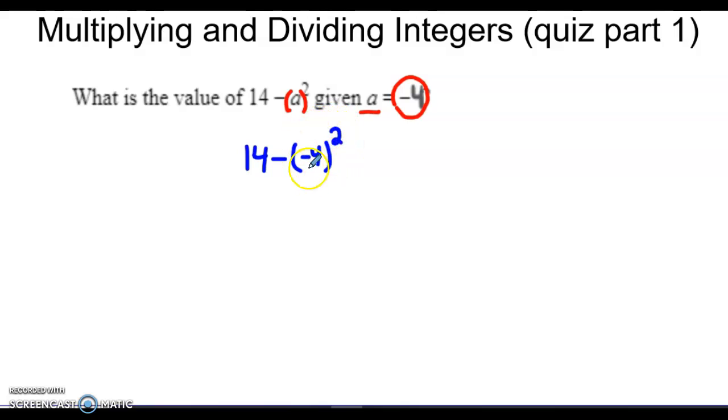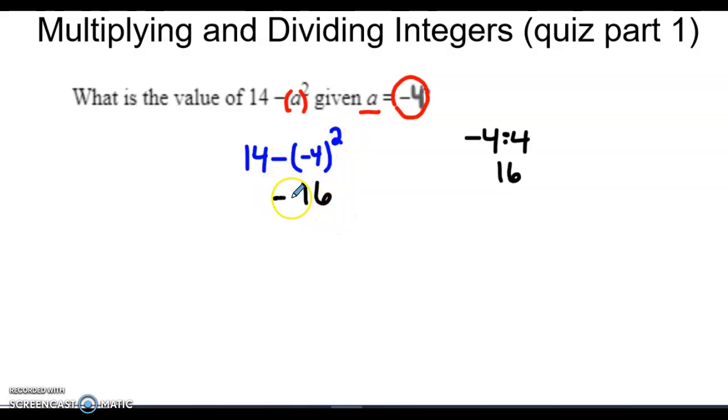Starting off with the order of operations, we have to take care of our exponents first. -4 squared. Remember, squared tells you how many times you're going to multiply it. So we're really doing -4 times -4. We're doing it 2 times. Oops, I left off my negative sign. And -4 times -4 is a positive 16. So for -4 squared, I got positive 16.